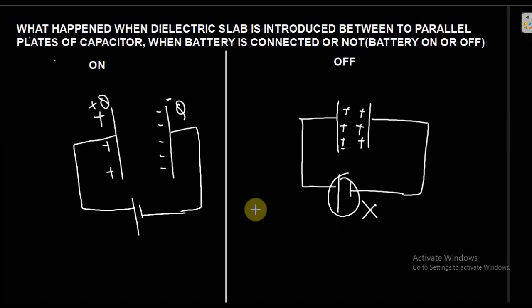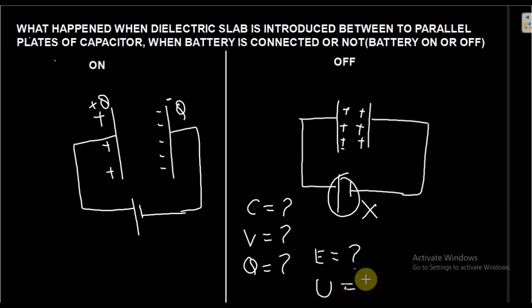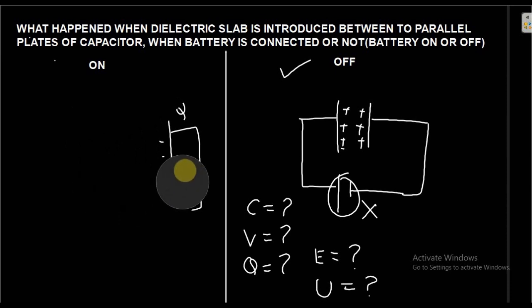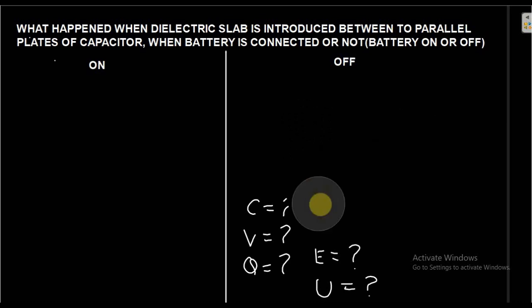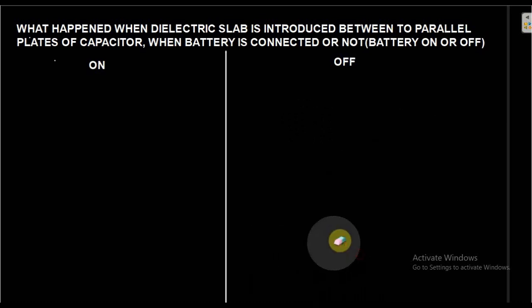In this situation, how will the capacitance be affected, the potential, your Q, your electric field, and the last, your capacitor energy? All these things we will discuss one by one. First we will discuss the on condition, then the off condition, and then we will compare the two conditions. First, for the on condition, how will the capacitor behave?